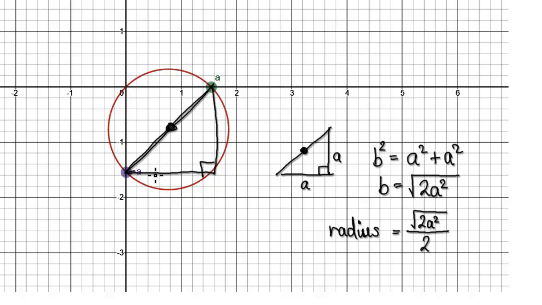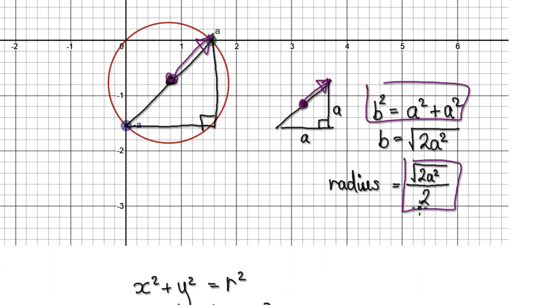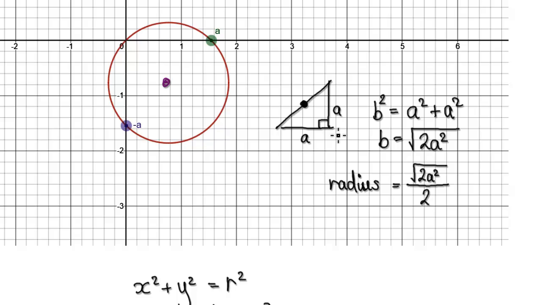So this triangle here is the same as this triangle here. Our job is to find the radius of the circle, which is this length here. Use Pythagoras, and the radius turns out to be this. So now we know the radius, and the center of this circle is half of A, and if you look at the height, it's also half of A.